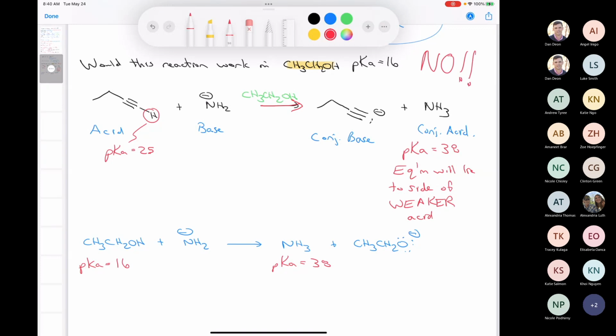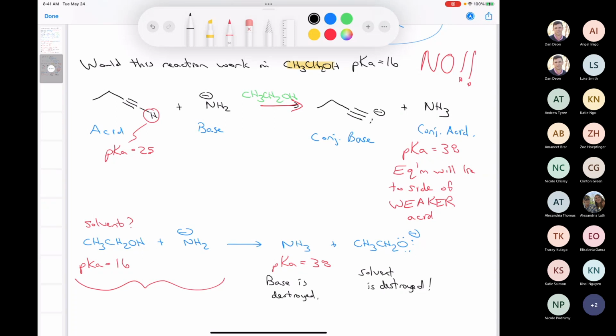You would destroy your base, because when the base sees ethanol, which is supposed to be your solvent, well, it's not going to work because it's going to rip the proton off the solvent, and then your base is destroyed. It's converted into ammonia now, and your solvent is destroyed. I don't mean it's destroyed like it was burned up, but it's not intact anymore. Maybe destroyed is a harsh way of phrasing it, but it's not intact anymore.